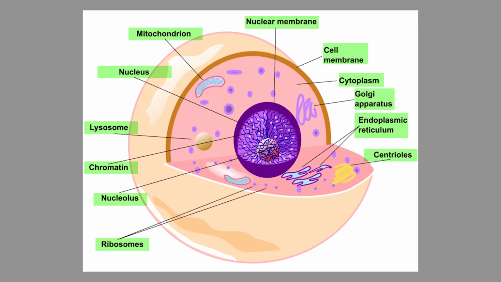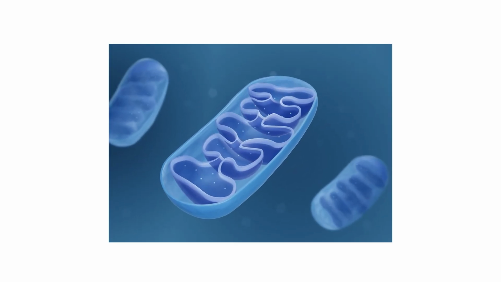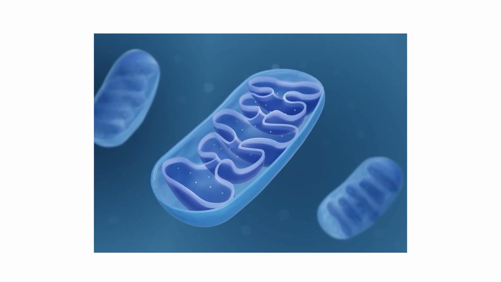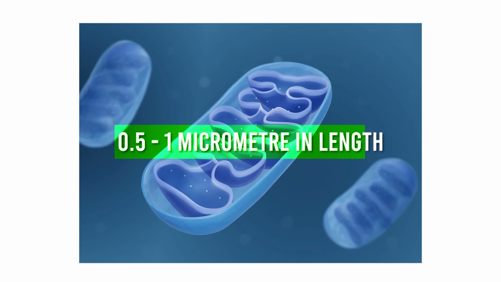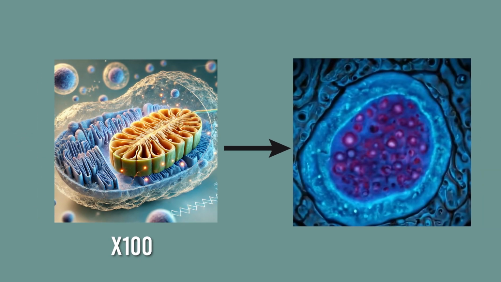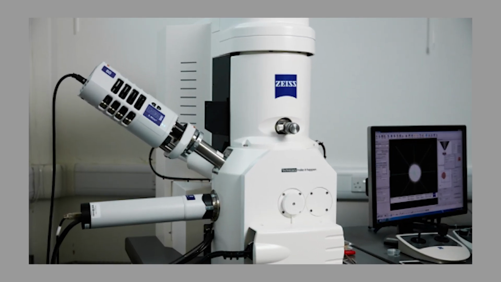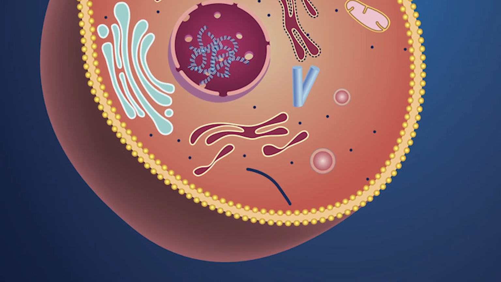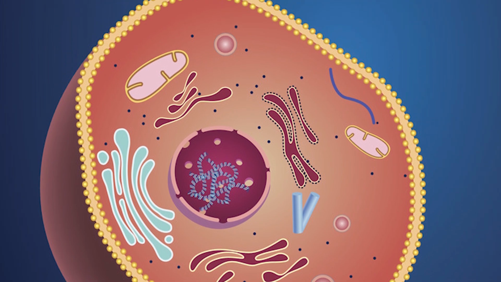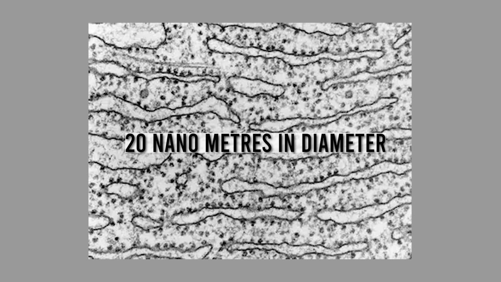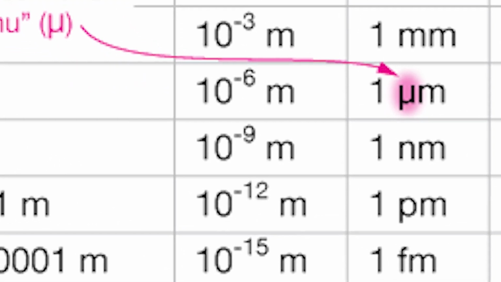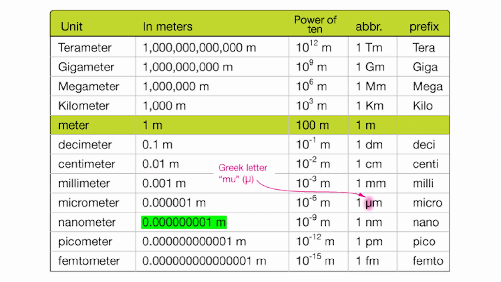To truly grasp the scale of cells and their components, we can also look at organelles. For instance, mitochondria, the site of energy production in cells, are roughly 0.5 to 1 micrometer in length. That means they are small enough to fit hundreds into a single cell, but large enough to see with an electron microscope. Ribosomes, the protein factories of cells, are even smaller, about 20 nanometers in diameter. A nanometer is 10 to the power of -9 meters, or 1/1,000,000,000th of a meter.